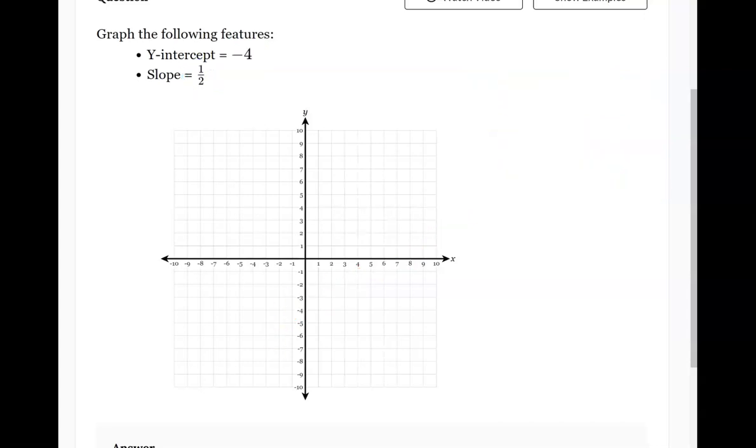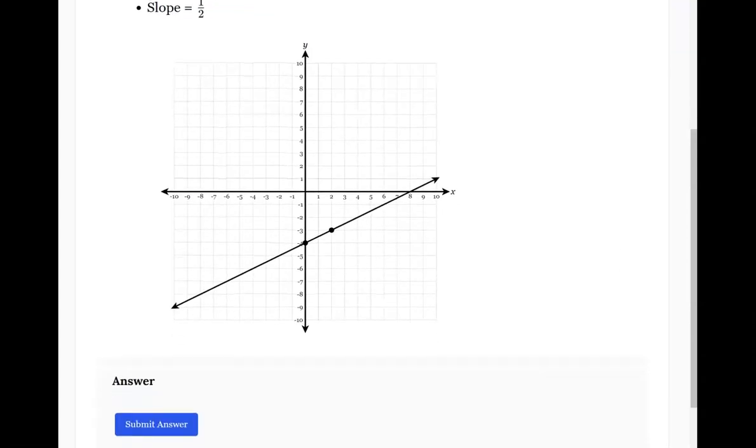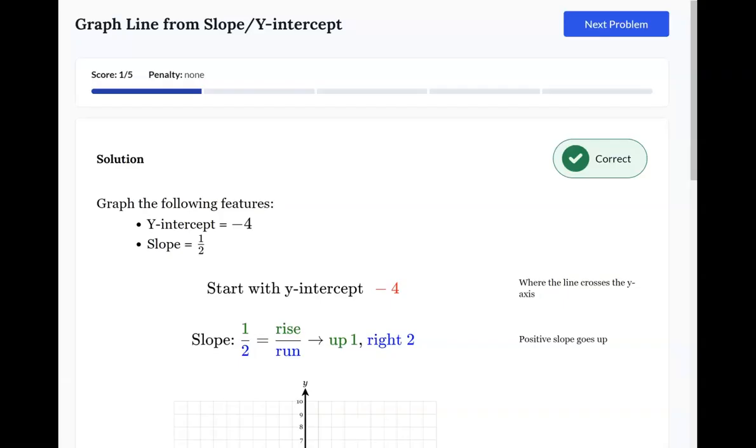On Delta Math, you simply have to click one time on the -4 to create a point, and then from there, it will draw a line. In order to have the line go in the right direction, you count one time the directions of the slope, up 1 and over 2, then click, and your line will be drawn. Submit your answer, and try again.